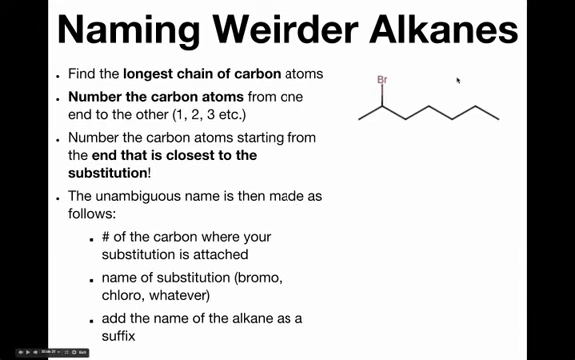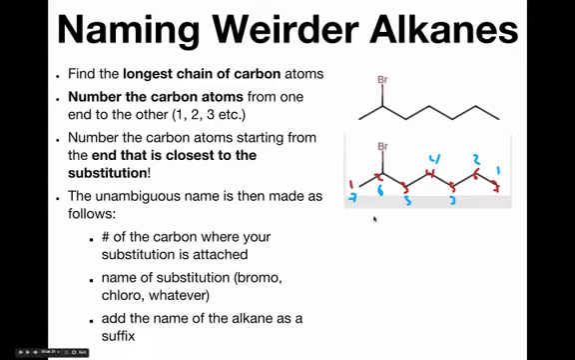So let's start with this molecule, and let's follow the rules. Find the longest chain of carbon atoms. We already said the longest chain is 7 carbons. So this is kind of like heptane. Then we have to number the carbon atoms from one end to the other, starting from the end that's closest to the substitution. So we could either start from this end here or from this end. But the end on the left is the one that's closest to the bromine substitution, so we're going to start numbering here. And this is going to be carbon number 1, number 2, etc.